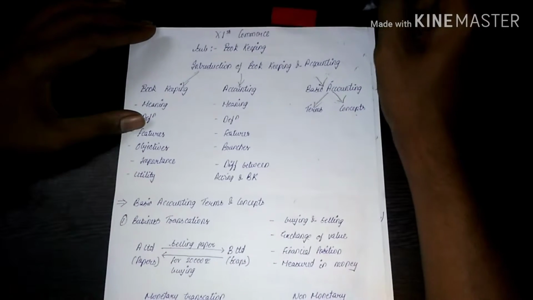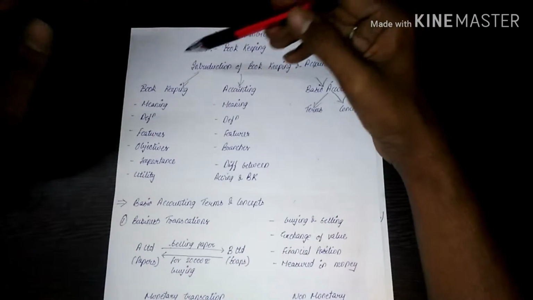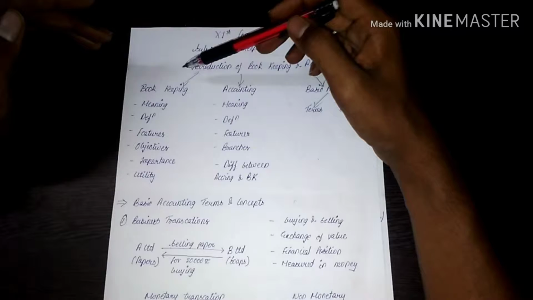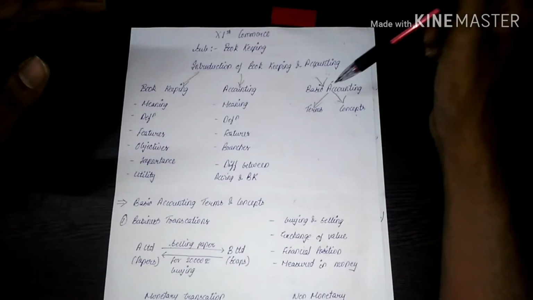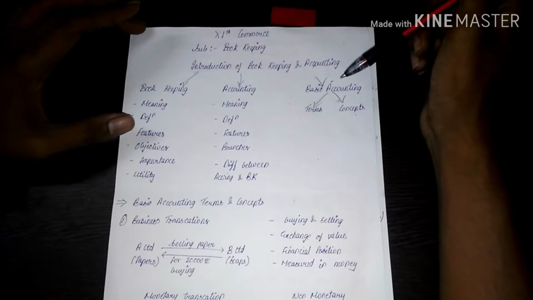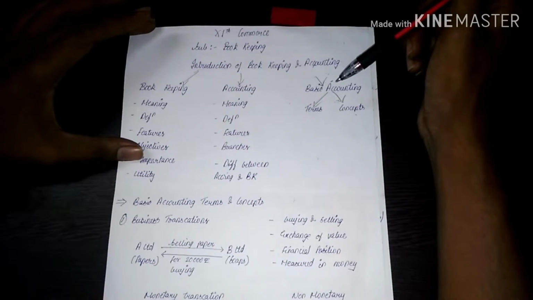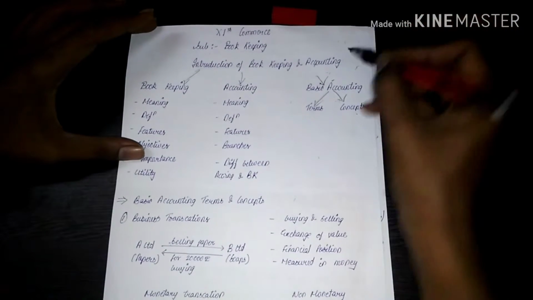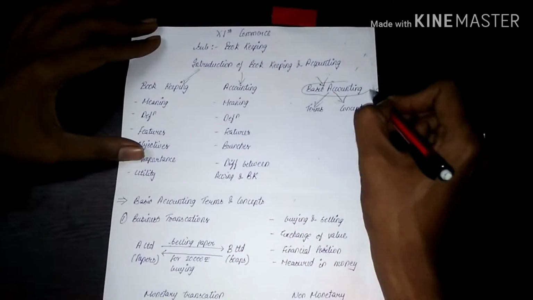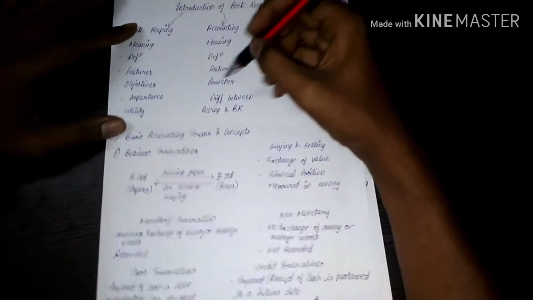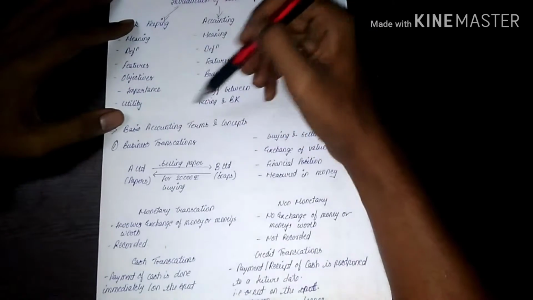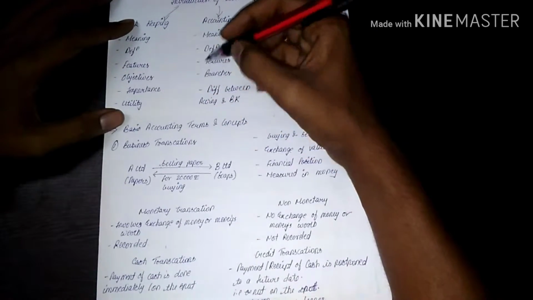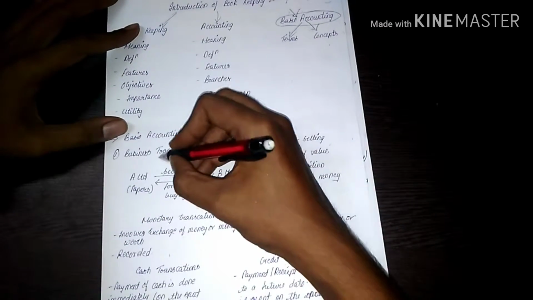Now, in the textbook, the chapter goes like this. First, they will give you what is bookkeeping, then accounting, and then the basic terms and concepts of accounting. But for the sake of simplicity and to make you understand better, we will first start with basic accounting terms and concepts. So let us get started. The first and foremost term which you need to understand is the business transaction.